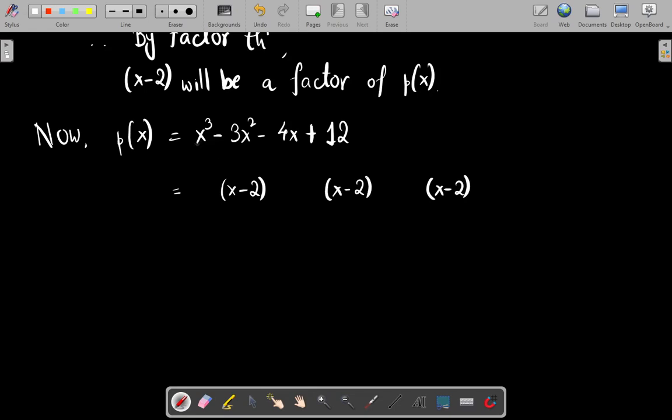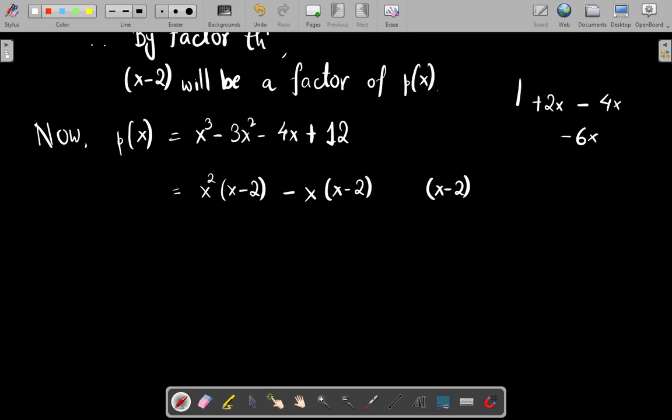First of all, I'll try to find what I should multiply with x minus 2 to get x cube in the first term. I will need x square, because x square times x will give me x cube. In addition, I will get minus 2x square. I need minus 3x square, so I'll multiply with minus x again. I'll get minus 2x square from the first term and minus x square from the second term. Combining them, I'll get minus 3x square. Now for the third term, multiplying minus x with minus 2, I'll get plus 2x. But I need minus 4x, so I'll require minus 6x.